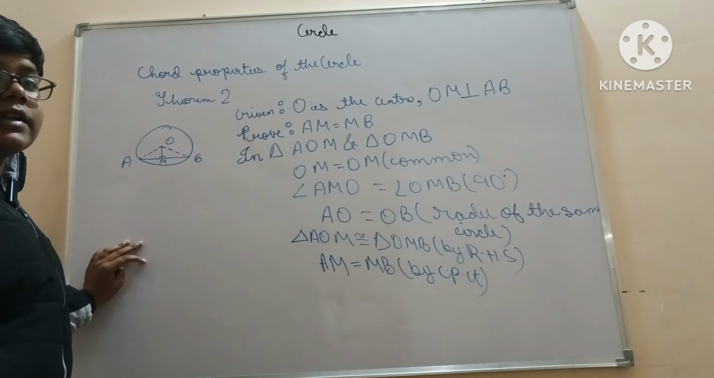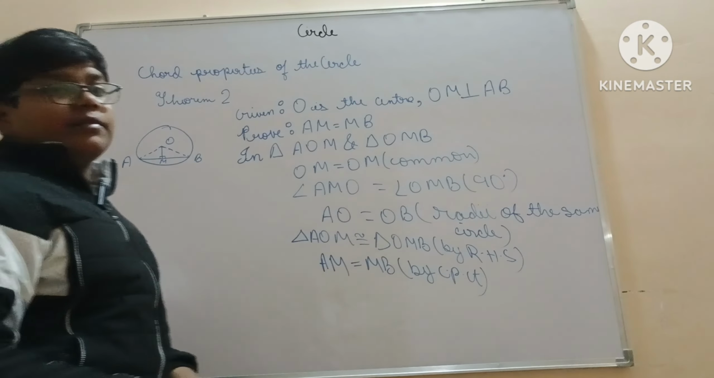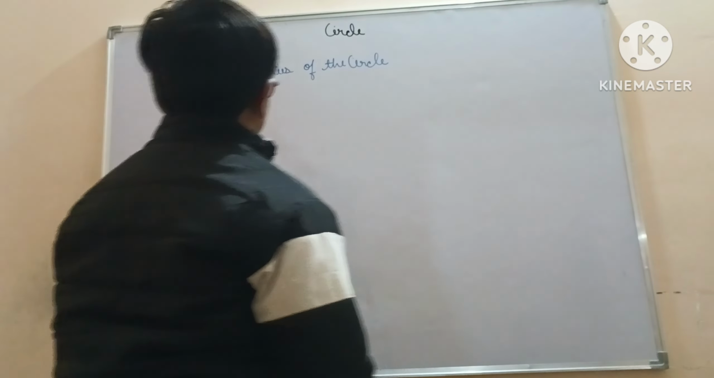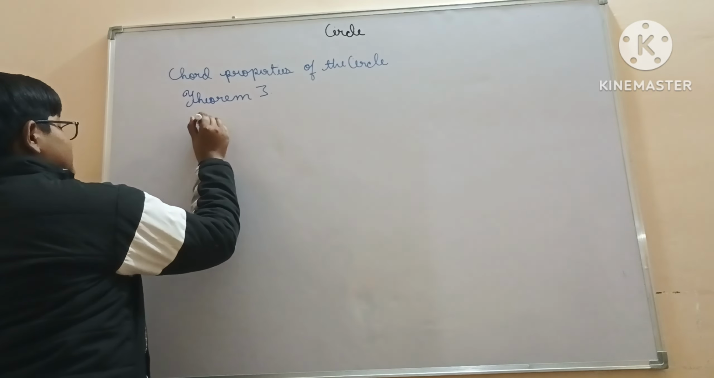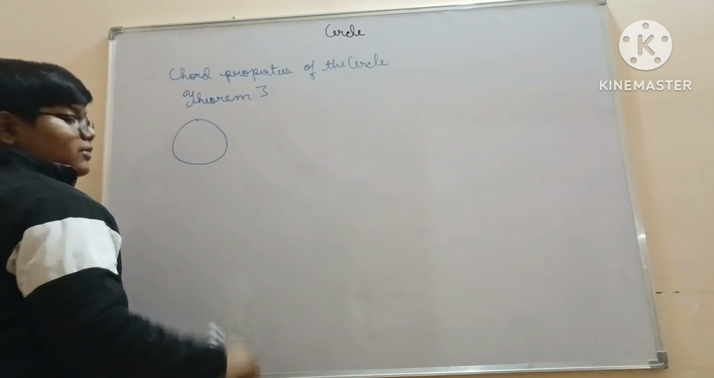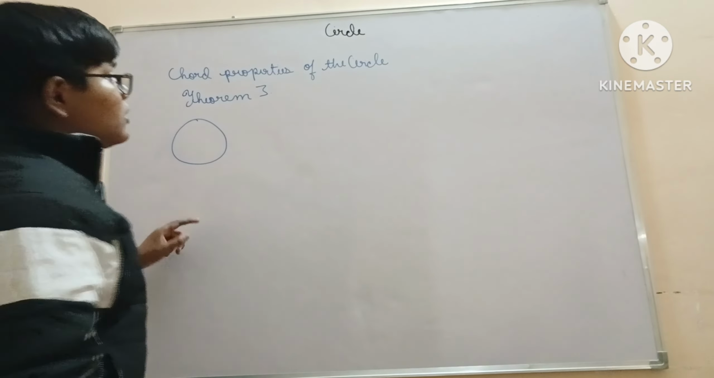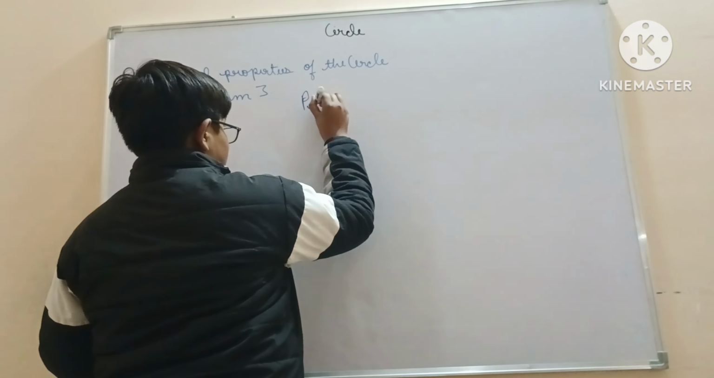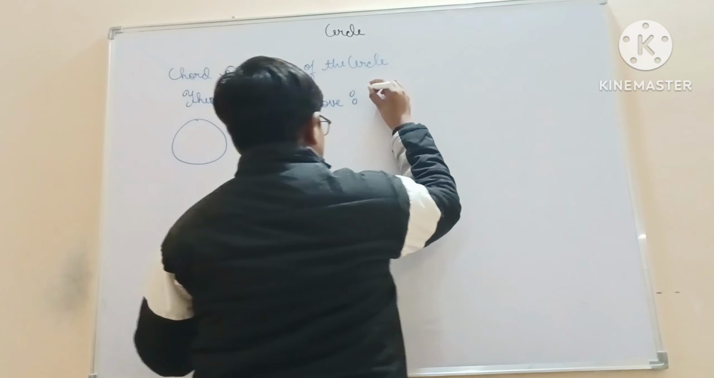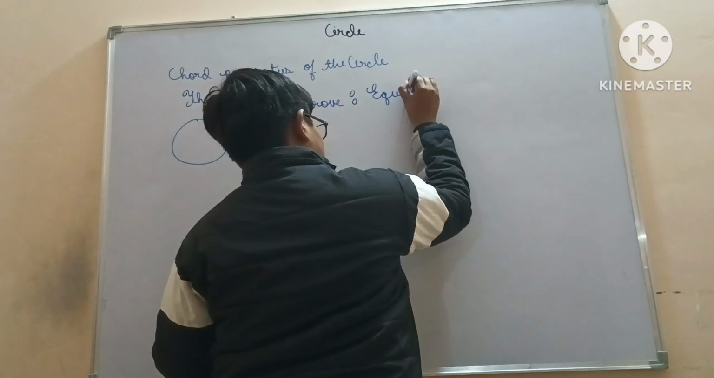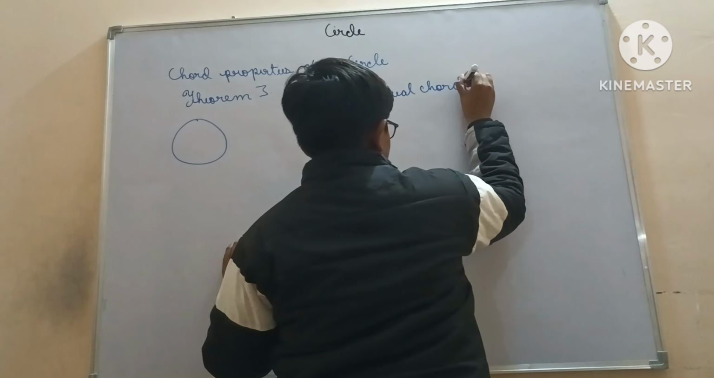Now we are moving on to our next theorem, theorem number 3 of the chord properties of a circle, which states that in this we have to prove that equal chords are equidistant from the center of the circle.